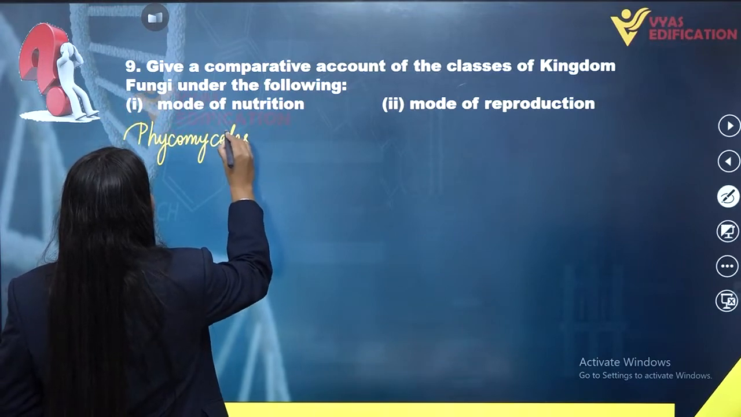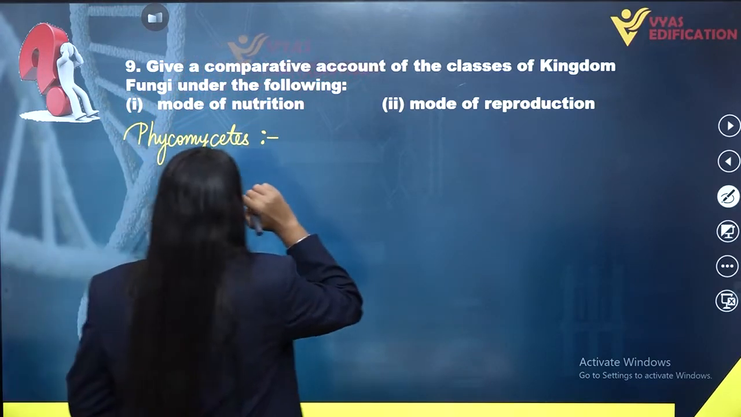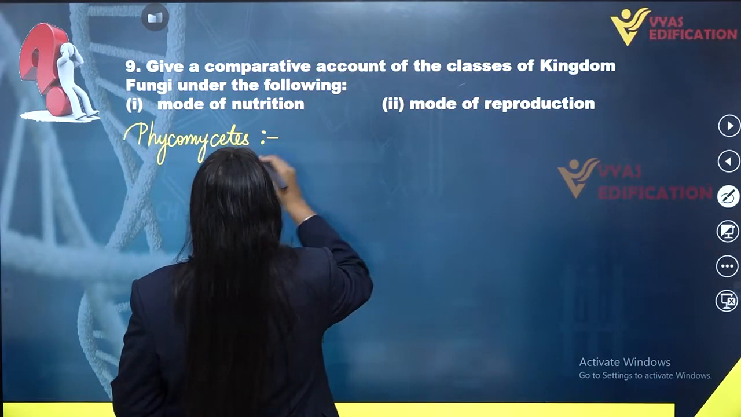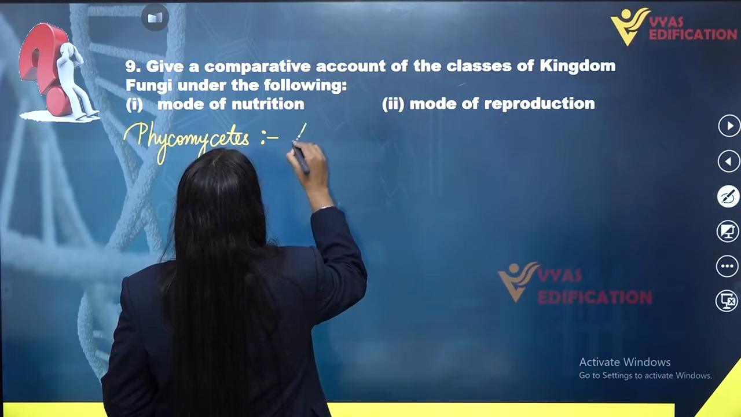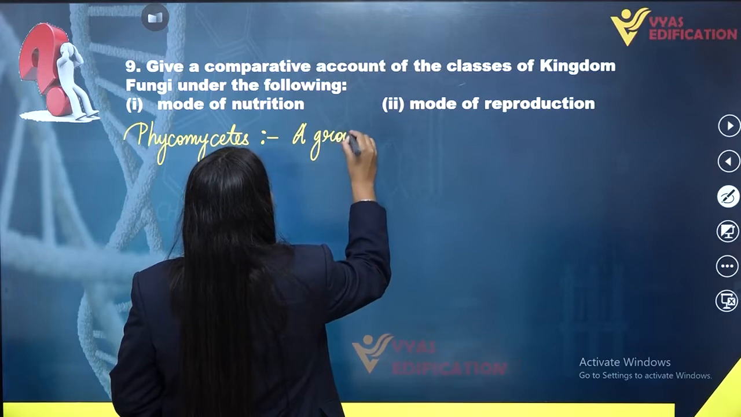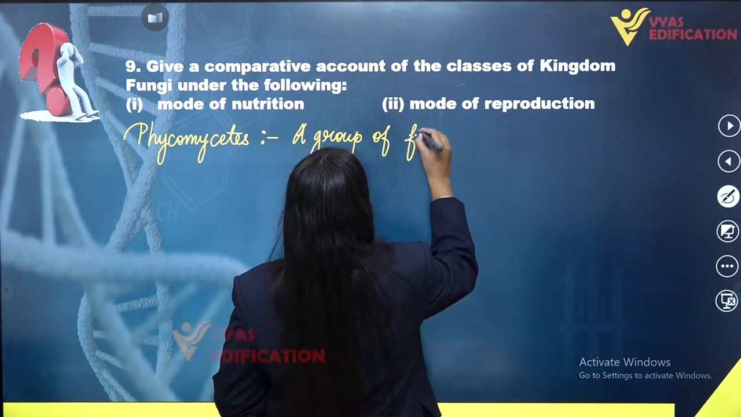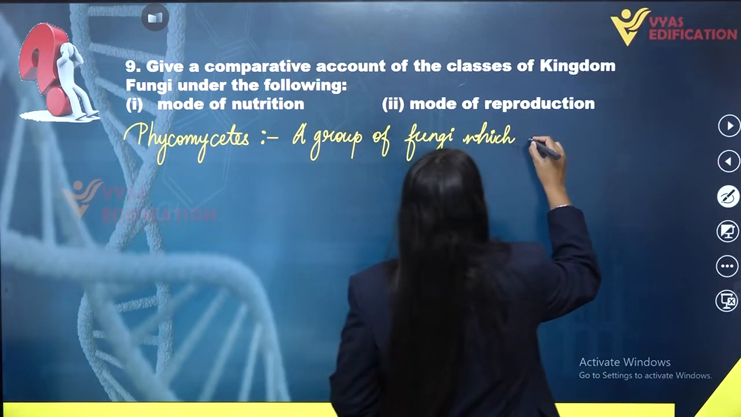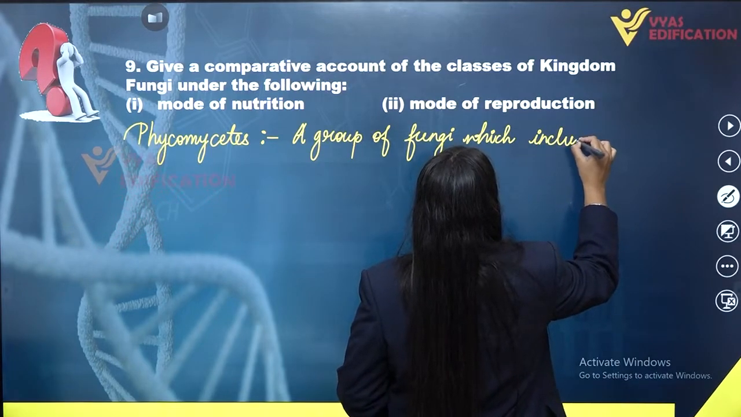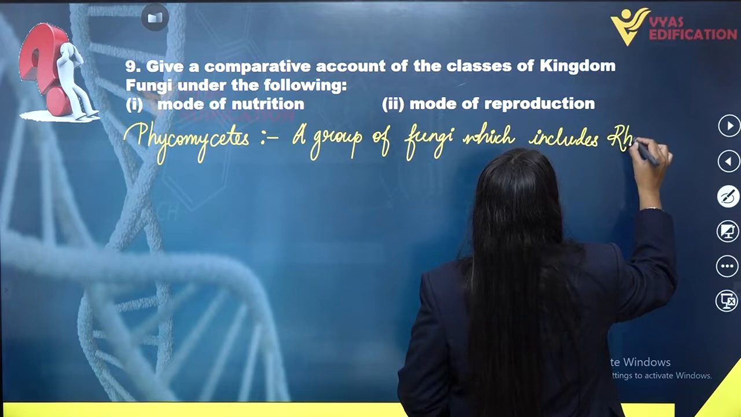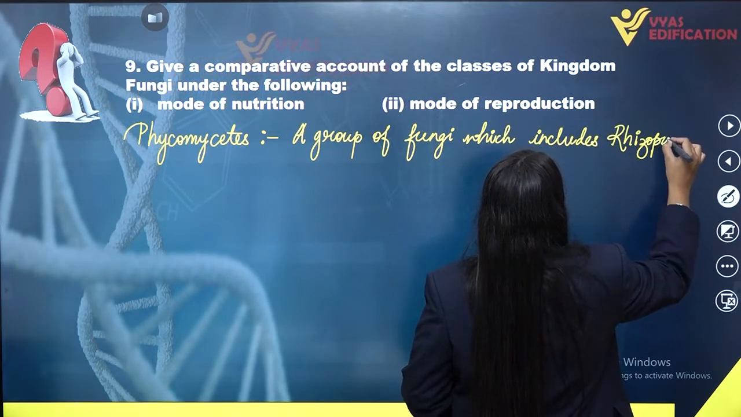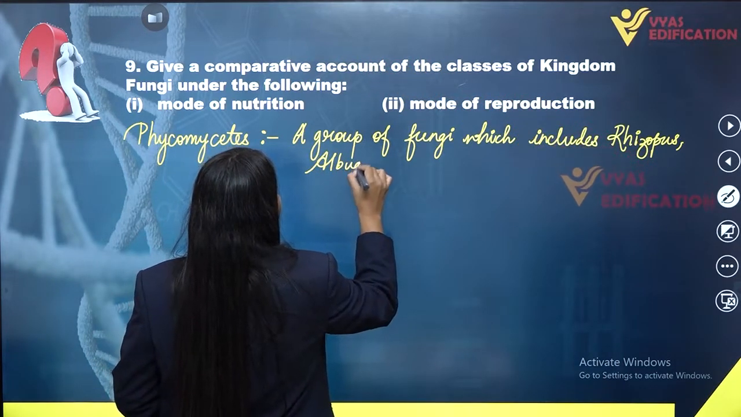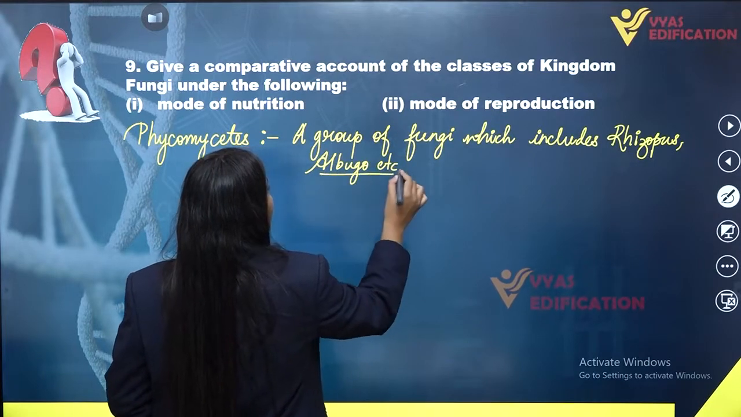As we have discussed the very first class of kingdom fungi, now we are going to write about the features, the mode of nutrition and mode of reproduction of Phycomycetes. So Phycomycetes first of all is a group of fungi which includes Rhizopus, Albugo, etc. These are the examples of Phycomycetes.